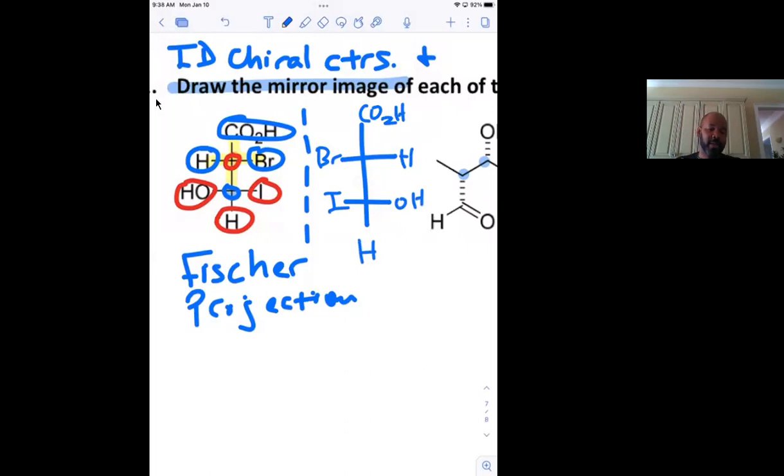All right. When we talk about configuration, we're going to walk this down. We'll do how to draw the mirror images first, and then we'll come back and talk about how to determine the configuration. Hopefully we'll get a chance to do that today. We might not, but it's okay. So that's the mirror image for that particular molecule.